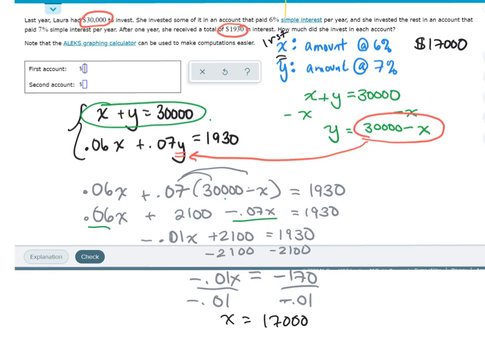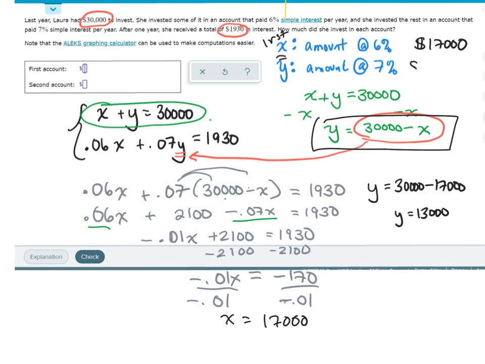Now how I find my second is I could just use this equation here, which is y equals 30,000 minus x, because I know what x is. x is 17,000. So y is going to be 30,000 minus 17,000. So y is going to be 13,000. So those are my two values.